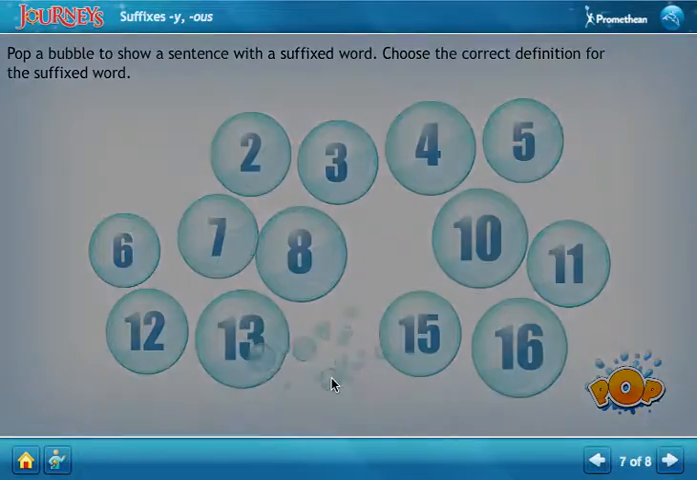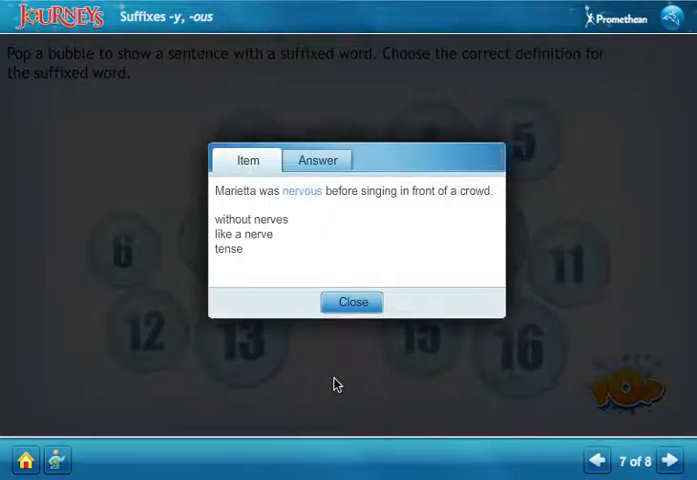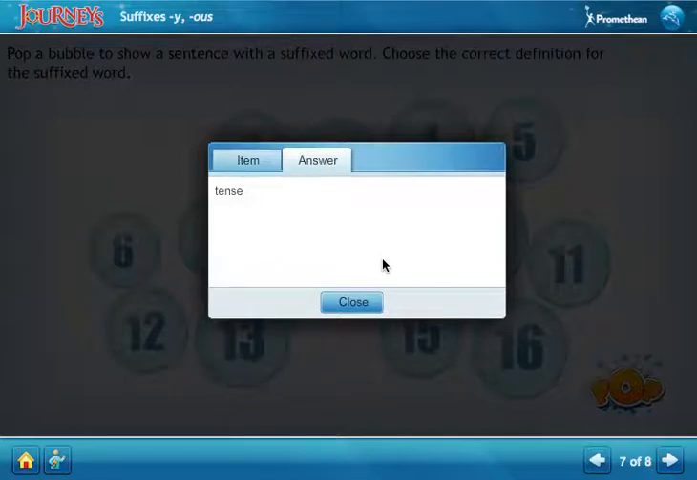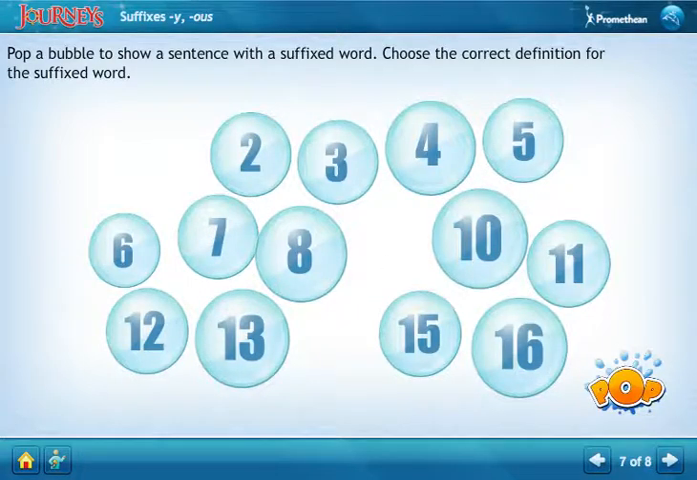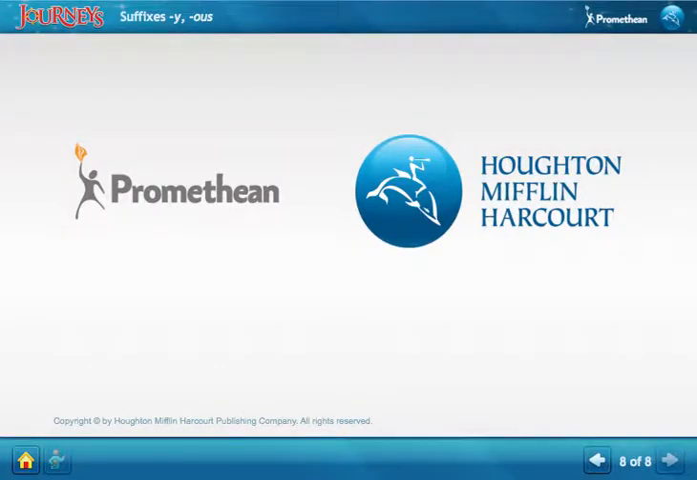Let's do one more. Marietta was nervous before singing in front of a crowd. What does nervous mean? Without nerves, like a nerve, or tense? Let's check and see if you're right. If you said tense, you were correct. That's our lesson today on the suffixes Y and OUS.